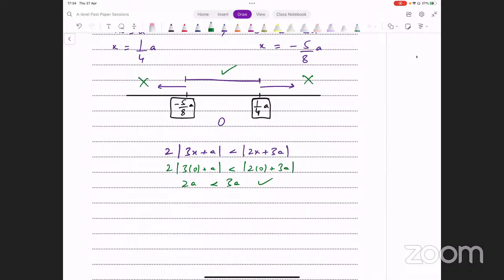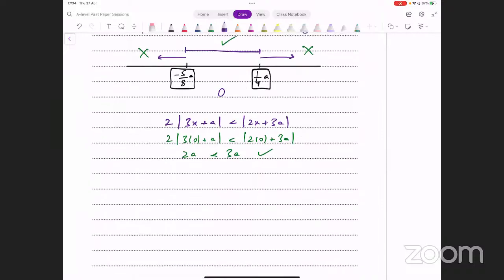So what is our solution then? Our final solution in this case turns out to be x between these two numbers, minus 5 over 8 and 1 over 4. We say x is between minus 5 over 8 times a and 1 over 4 times a. This is the inequality. This is the result that we get from this, and that's our final answer. This is your inequality.